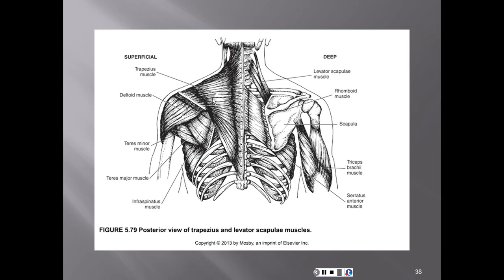Trapezius muscle, the deltoid muscle which overlies the shoulder, and the levator scapulae muscle. Levator scapulae, so it lifts the scapula up. You can actually contract your levator scapulae.